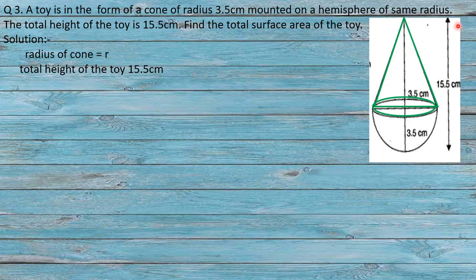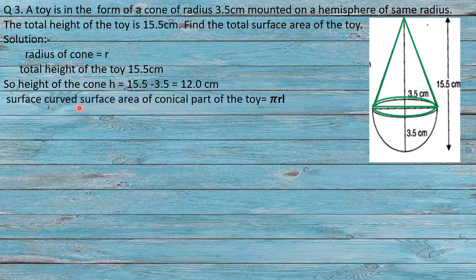So the total height of the toy is given as 15.5 centimeters. So what we can find here is the height of the conical part of this toy. As in the hemisphere we know that the radius is the height, from 15.5 we subtract this radius 3.5, so we get the height of the conical part of this toy as 12 centimeters. So we can say the height of the cone is 12 centimeters.